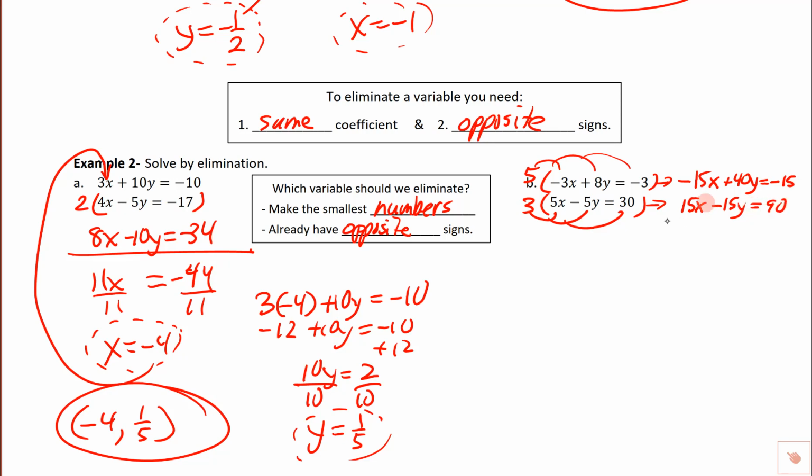So let's see what we've got here. When we combine those, the x's go away. They cancel each other out like we want. This is 25y. And then on the other side, 90 minus 15 is 75. So we just divide by 25, and we get y equals 3. So we've got that part of the answer.